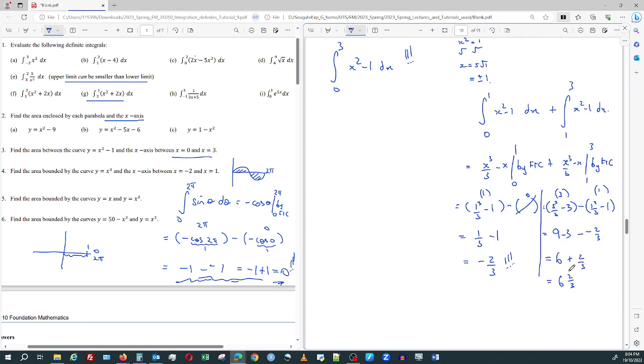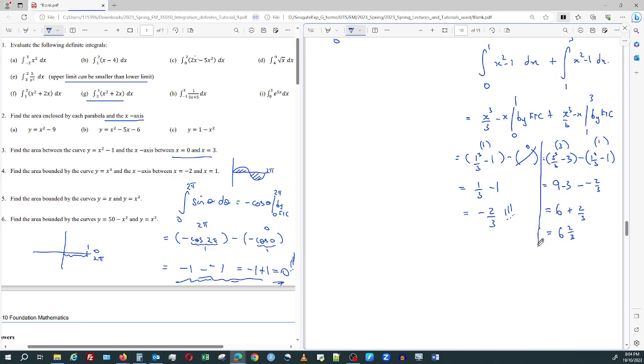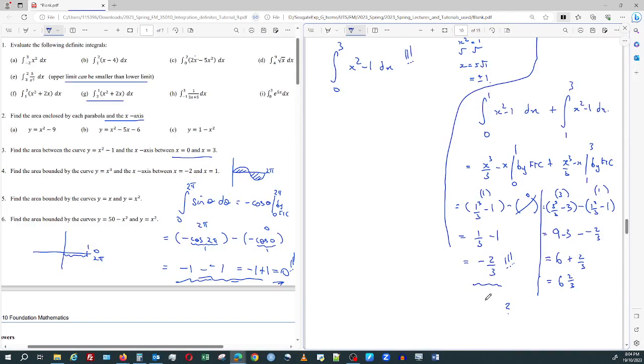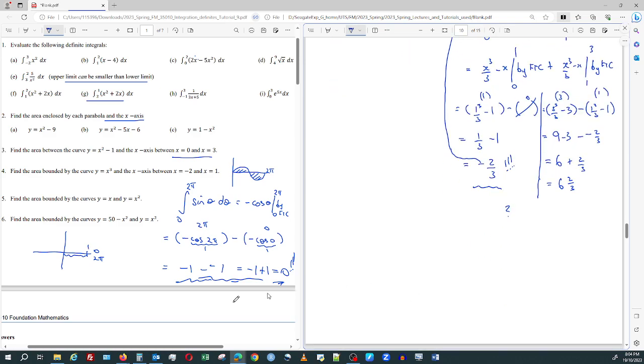6 2/3. Now, what's the truth here? What do we do? Well, this minus is a minus because it's underneath the x-axis. Okay, we said this. This is informational. That minus is simply telling us that it is below the x-axis. However, we want that 2/3. Okay, we want that 2/3. So 3 6 18, 20 on 3. 20 on 3.